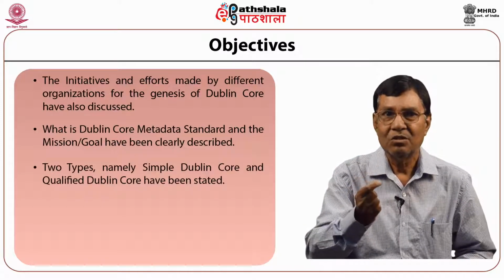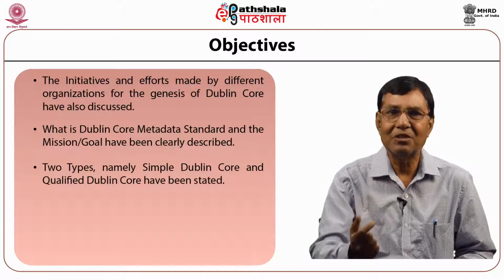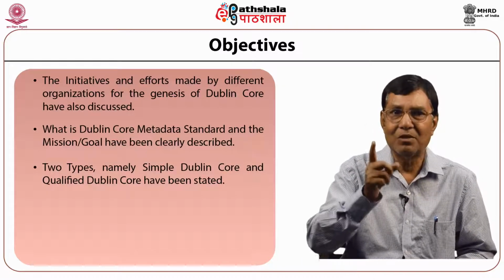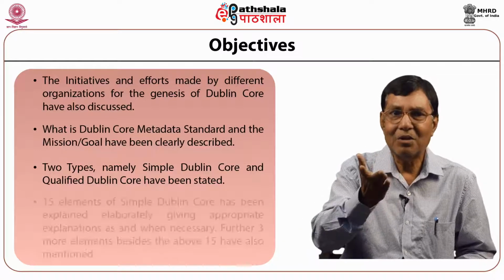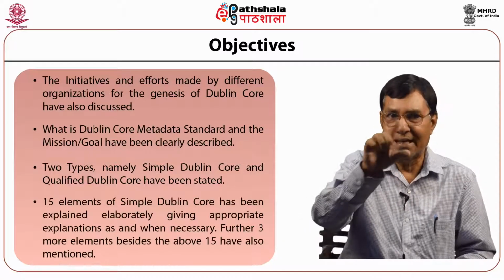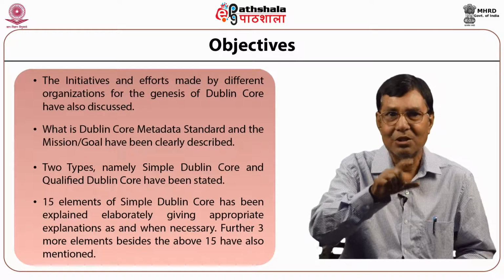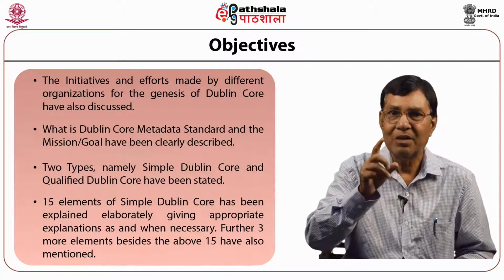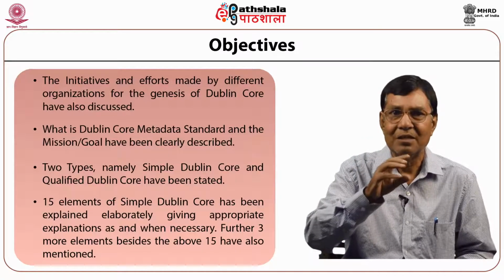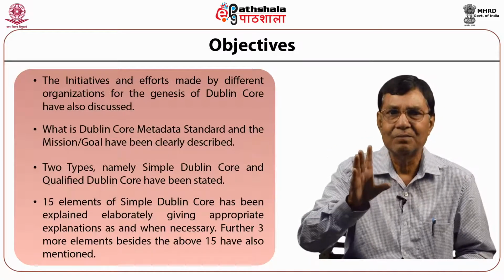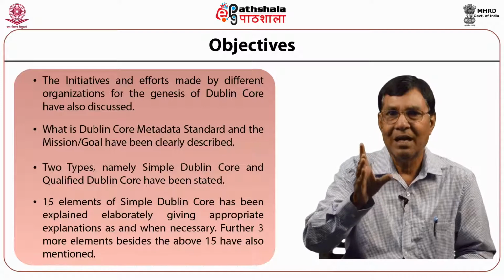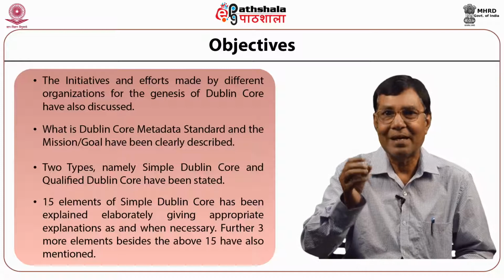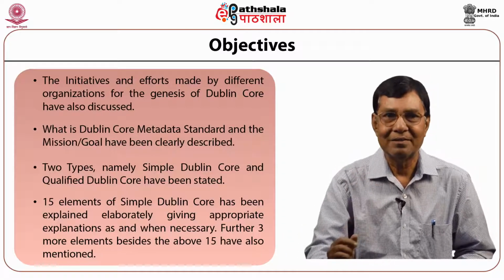Basically there are two types of Dublin Core, one is simple Dublin Core and another is qualified Dublin Core. As we have 8 areas of description in ISBD, here also you will find 15 elements of simple Dublin Core, explained elaborately and extensively, giving appropriate explanation as and when necessary. Further, 3 more elements have been added to the above 15 elements.